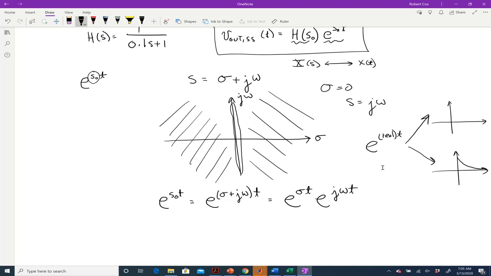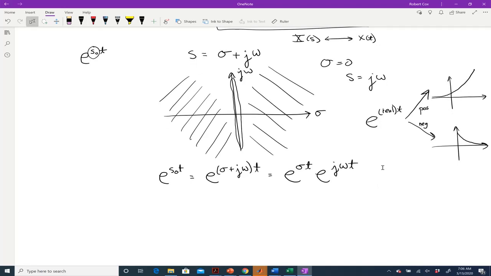If this was a positive exponent, it's an increasing exponential function. So if the real number here is positive, this guy is an exponential that's increasing. If the real number is negative, this is an exponential that's decreasing, okay? Well, what about the imaginary term here? So e to the j omega t. Well, what you should know for that is, we use Euler's identity to expand that into cosine of omega t plus j sine of omega t, like so, okay?